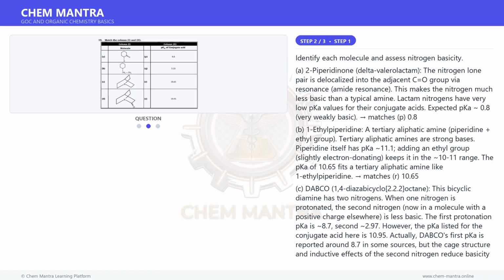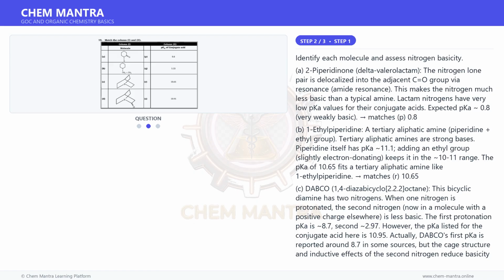B. 1-Ethylpiperidine, a tertiary aliphatic amine: piperidine plus an ethyl group. Tertiary aliphatic amines are strong bases. Piperidine itself has pKa ~11.1; adding an ethyl group, slightly electron donating, keeps it in the ~10-11 range. The pKa of 10.65 fits a tertiary aliphatic amine like 1-ethylpiperidine. Matches R, 10.65.